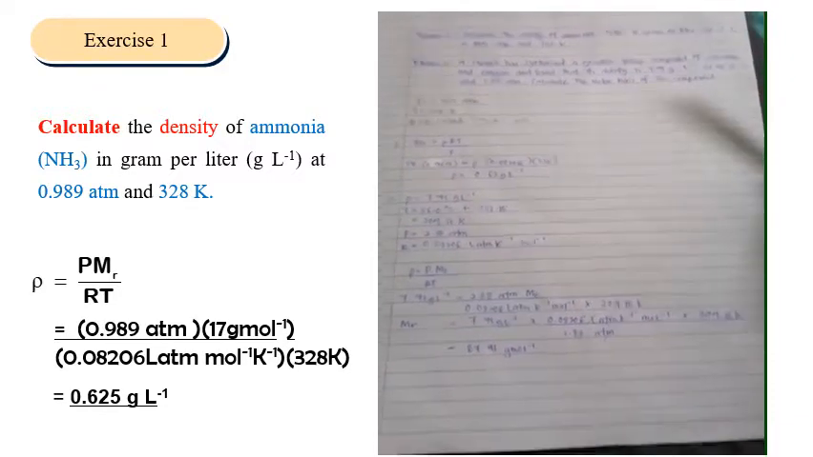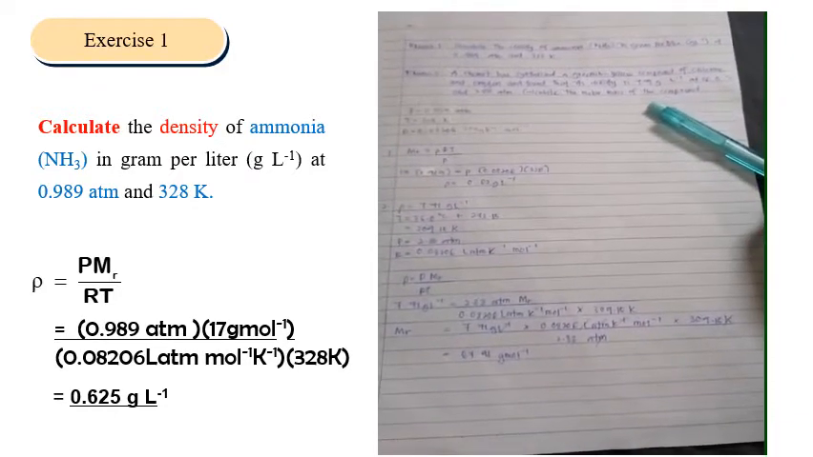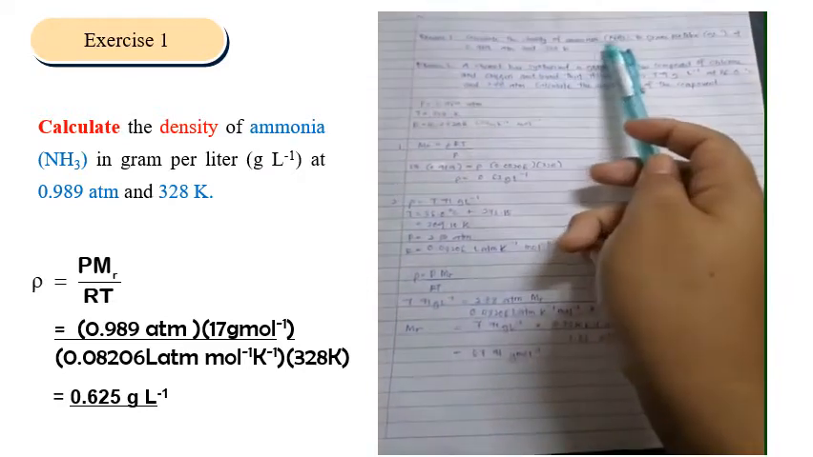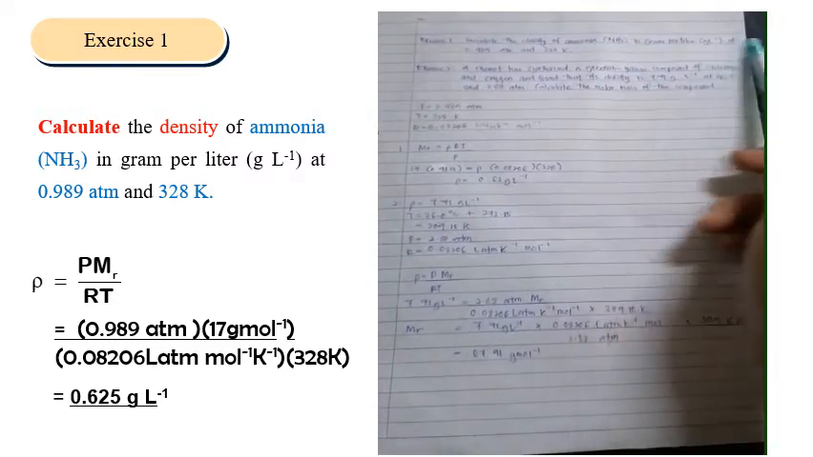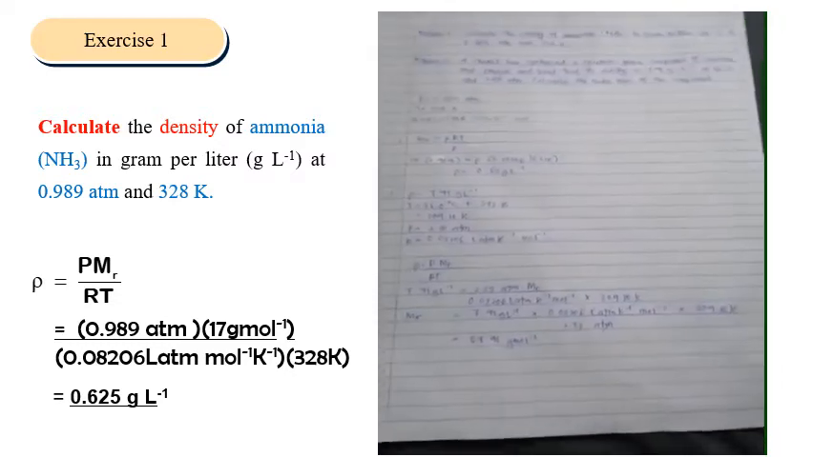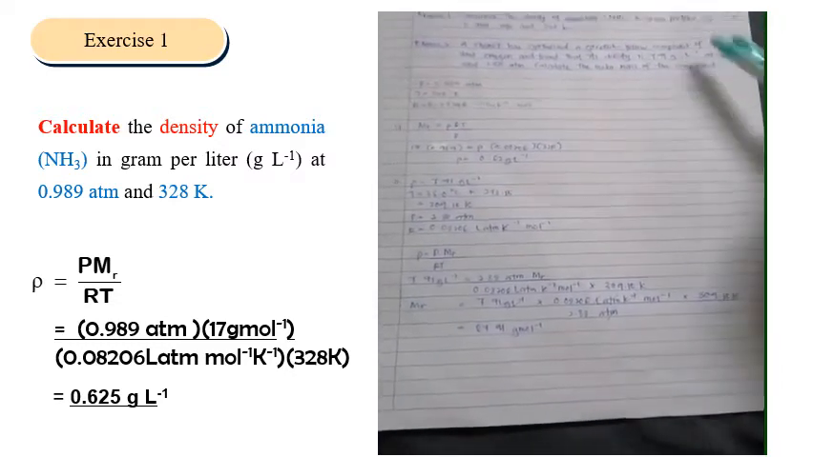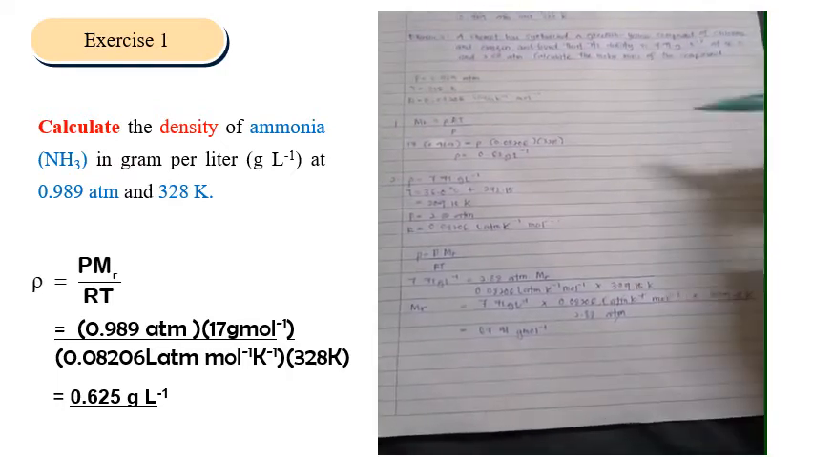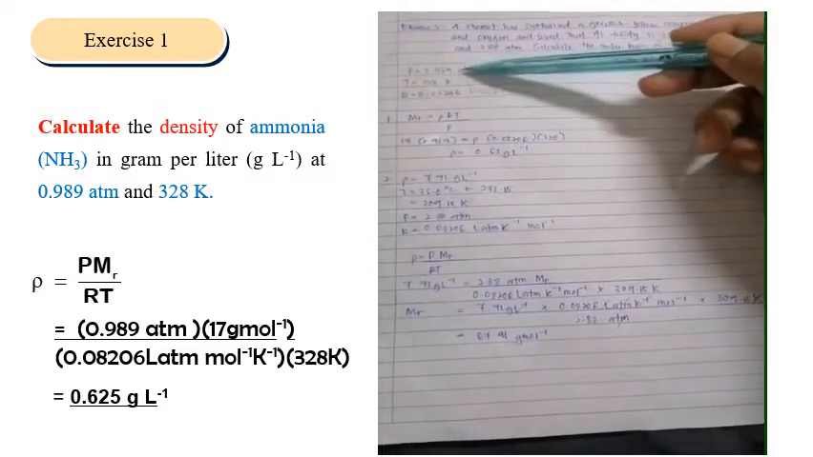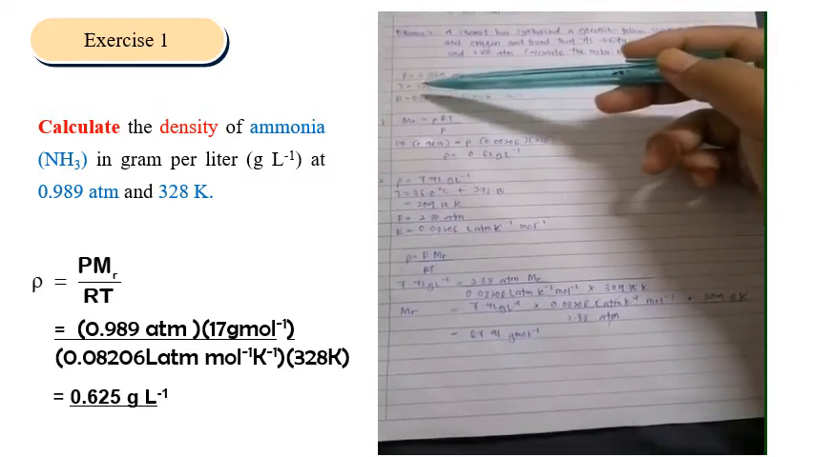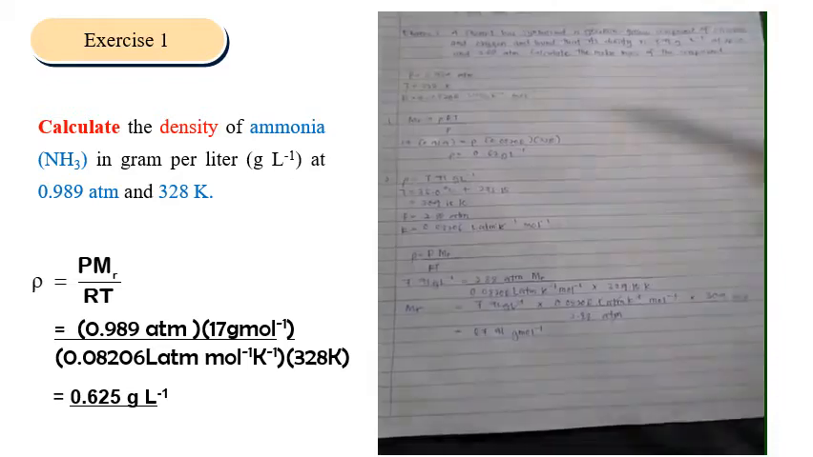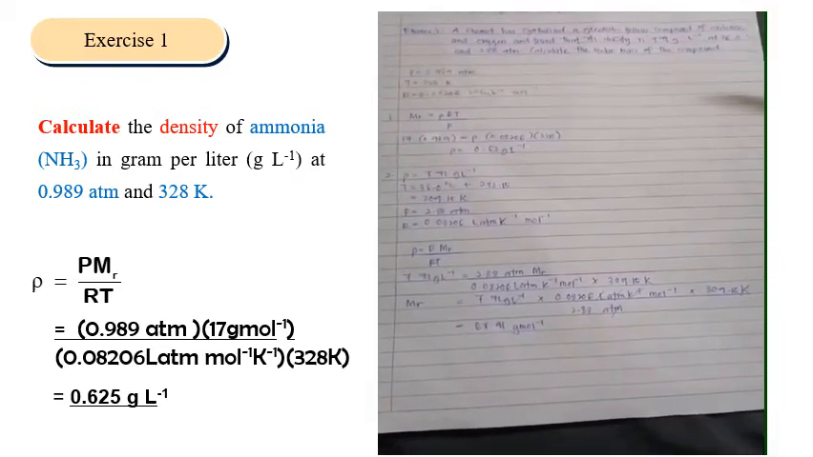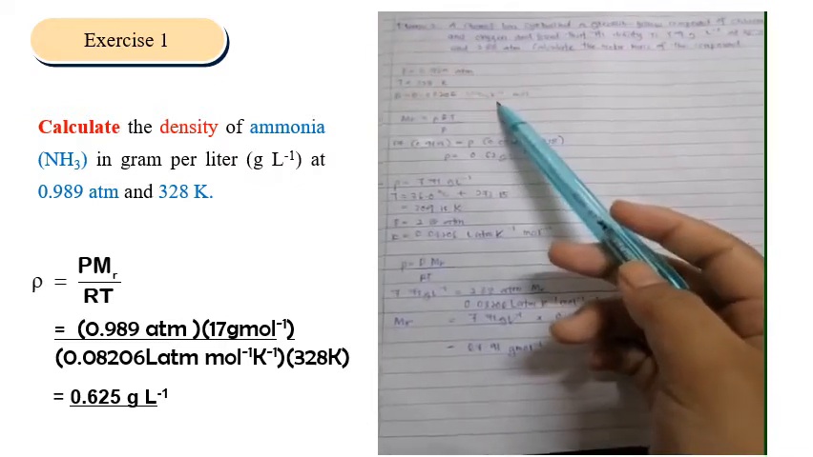Here are 2 extra questions from Madam Kong about chapter 5. The first question is: calculate the density of ammonia in gram per liter at 0.989 atm and 328 Kelvin. So take out all the information given from the question, and we get the pressure is 0.989 atm, the temperature is 328 Kelvin, and R is the gas constant, so it's always 0.08206 L atm per K per mole.